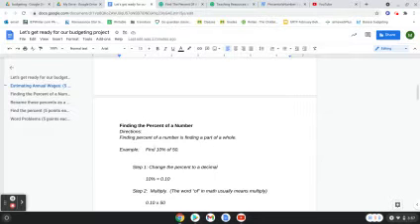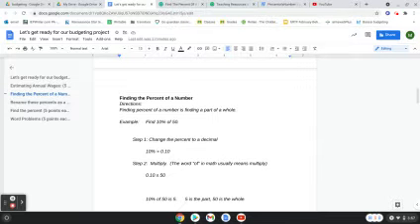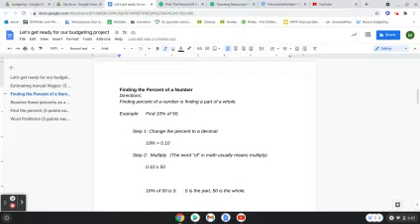For example, if we want to find 10% of 50, the first thing we want to do is change the percent to a decimal. In order to change a percent to a decimal, you're going to move the decimal over 2 spaces to the left. If it's a whole number, like in this example, 10%, you're going to assume that the decimal point is right after the whole number. So you're going to put it right there and move it 2 spots. So 10% would equal 0.10.